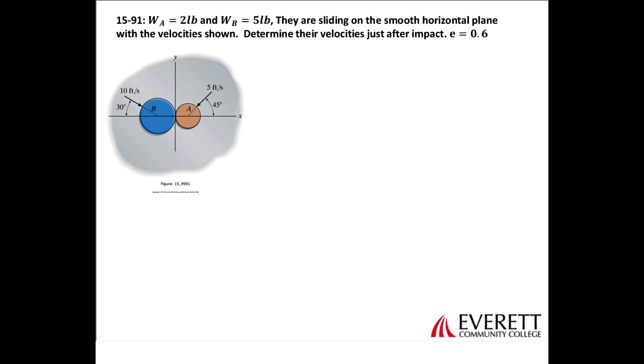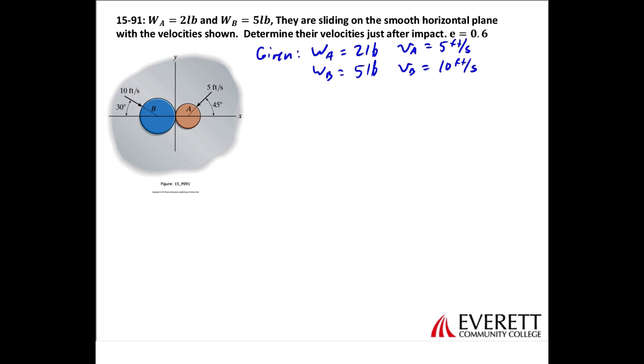Let's start with our givens. The weight of A is equal to 2 pounds. The weight of B is equal to 5 pounds. If they are sliding on the smooth horizontal plane with the velocities shown, determine their velocities just after impact. So the velocities shown are the velocities before impact. We have the velocity of A equal to 5 feet per second. The velocity of B equals 10 feet per second.